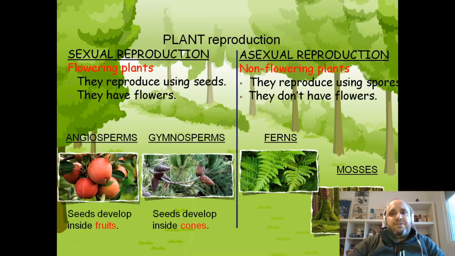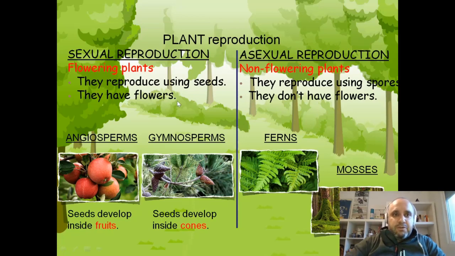How do plants reproduce? There are two ways of plant reproduction: sexual reproduction and asexual reproduction. Let's start with sexual reproduction. The sexual reproduction plants are called flowering plants because they have flowers, and they reproduce using seeds.